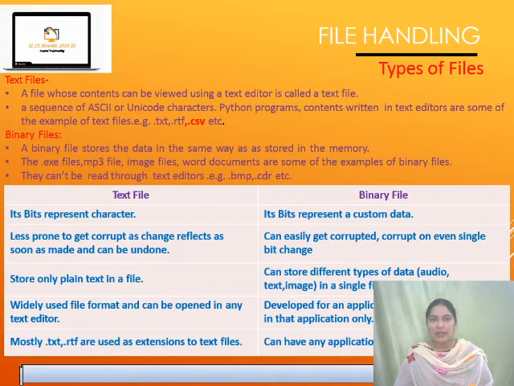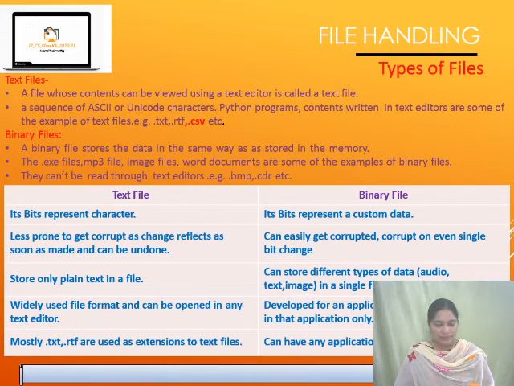A binary file stores images, videos, audio, and other content. It stores the data in the same way as it is stored in memory, so when you retrieve it, you will see it as it is. It is not converted into ASCII values. For example, exe files, mp3 files, mp4 files, image files, and Word documents are all examples of binary files. They can't be read through text editors, like Notepad.